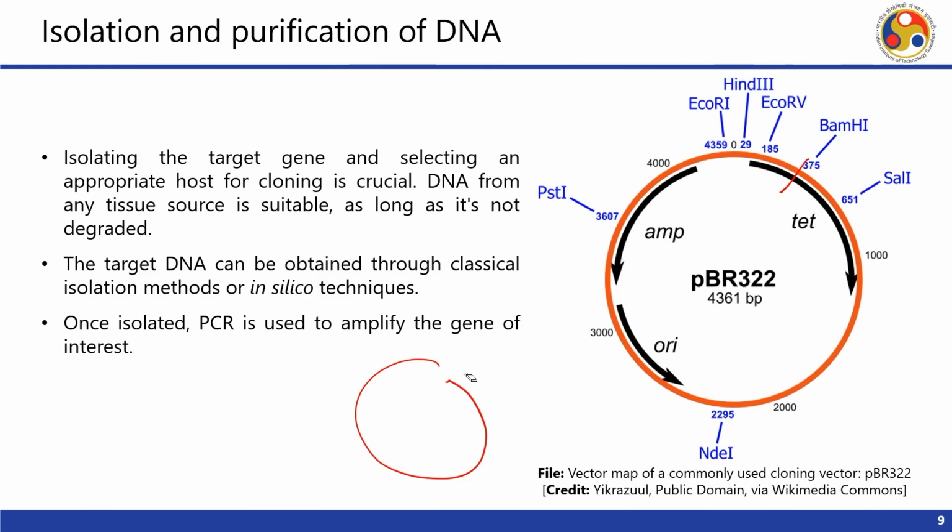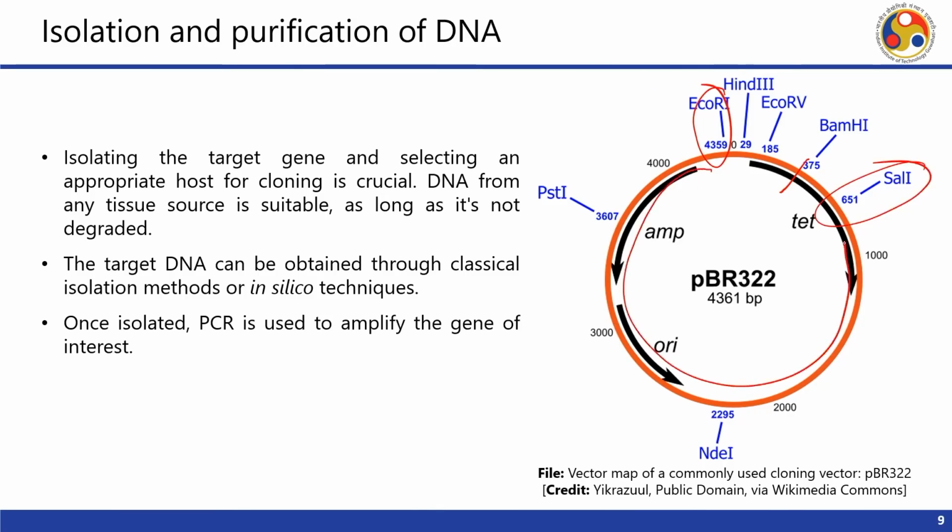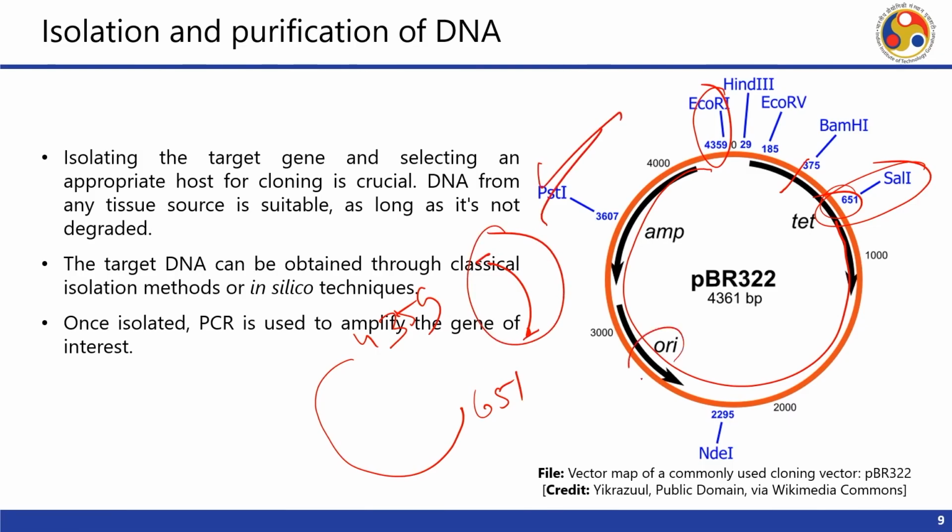375. But we can also use a combination of restriction enzymes. For example, if we use EcoRI and SalI, we will have a vector which is ranging from 4359 and 651. Then we will have another fragment here, this smaller fragment. This fragment will be lost because it does not have the origin, but this fragment will be useful for us.